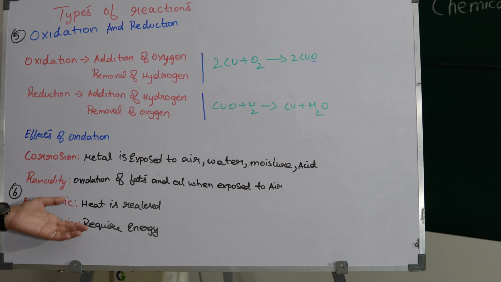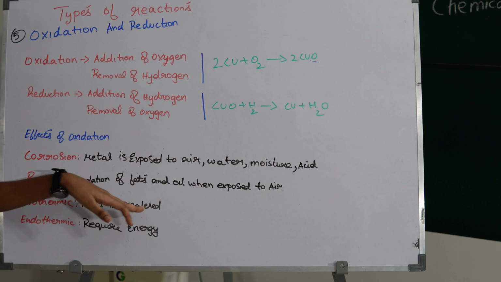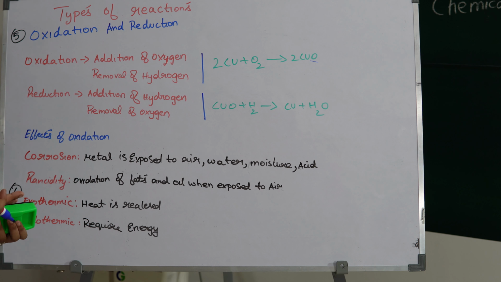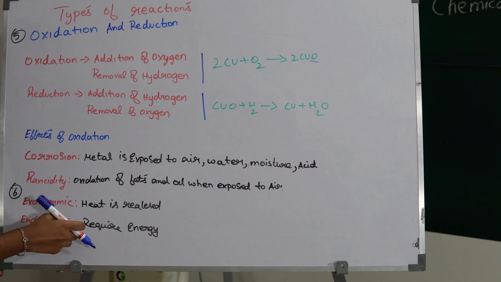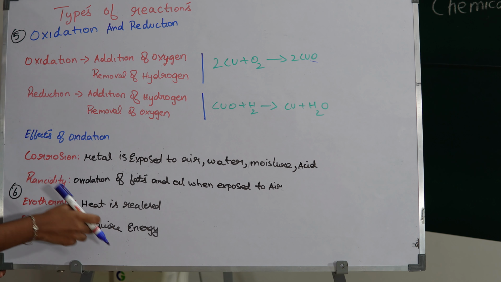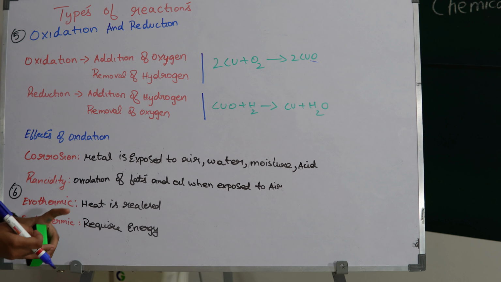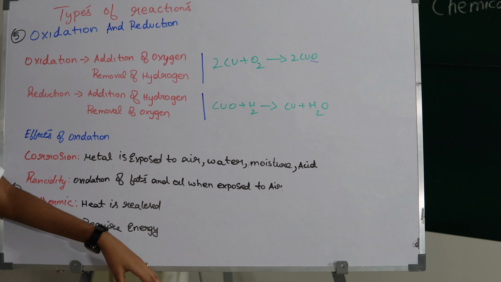Next is exothermic and endothermic. Exothermic means heat is released. A chemical reaction happens and heat is released, which is called exothermic. And endothermic requires energy, not just heat, energy: light, sunlight, current or heat, which is required to form the product.